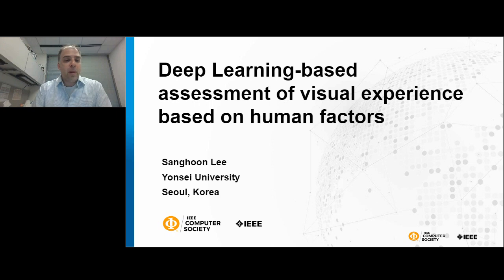The recently published standard for deep learning-based assessment of visual experience based on human factors, P3333.1.3, is just one of the many standards founded by IEEE. Keep up with our ongoing calls for presentations and get involved with the Standards Activities Board.